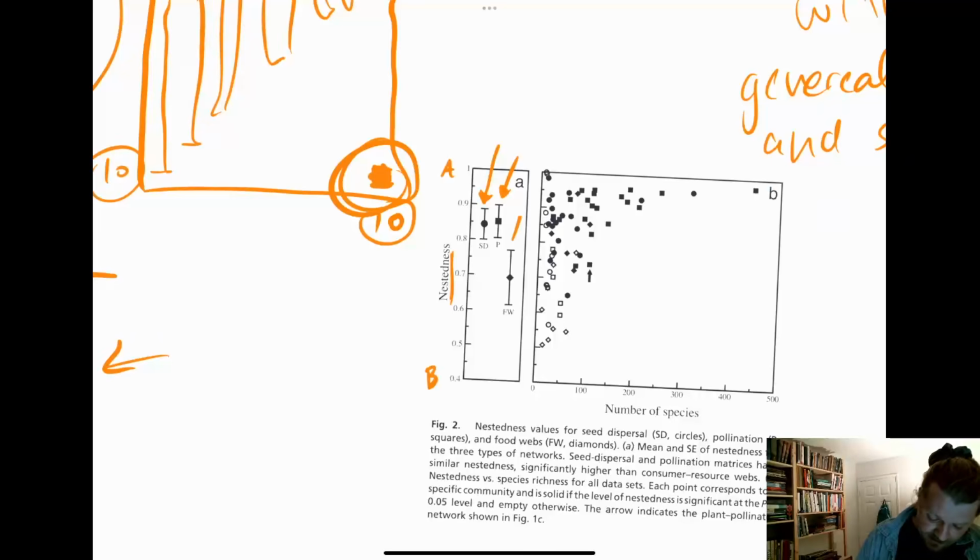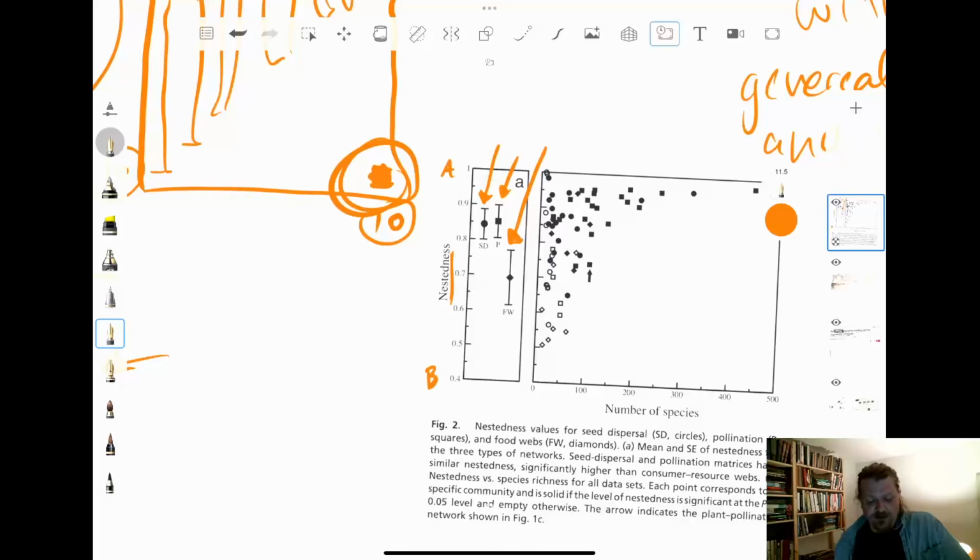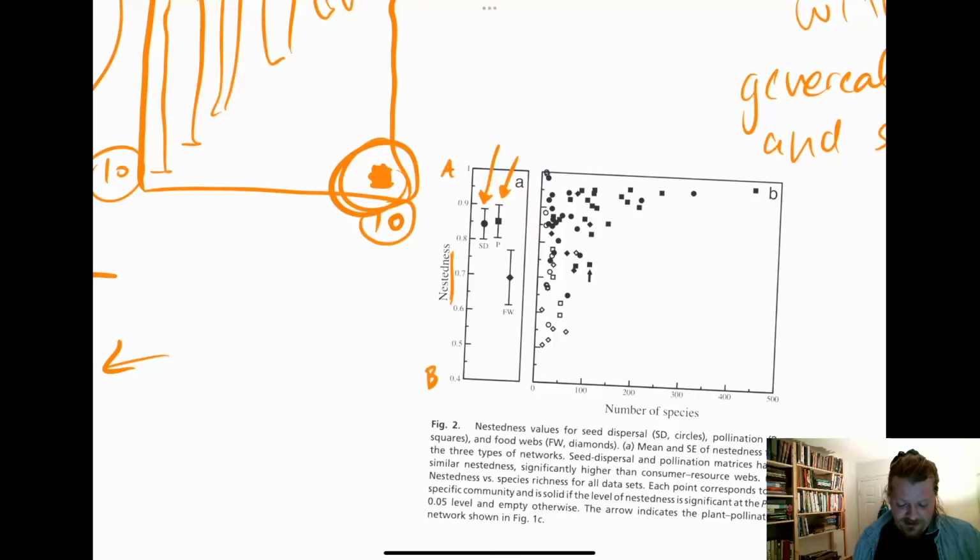And then these are food webs. These are trophic interactions. These are chapter 12 interactions. And what should be clear to you looking at this figure, I'll get rid of all my little orange arrows. What I hope is clear to you, based on panel A in this figure, is that the two mutualistic networks, seed dispersal and pollination, have much higher nestedness than food webs.